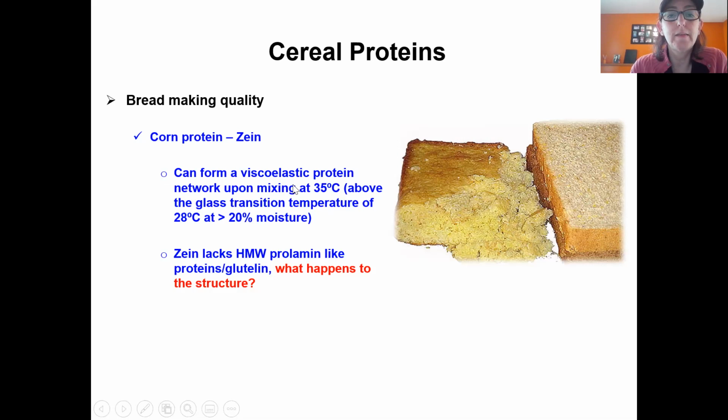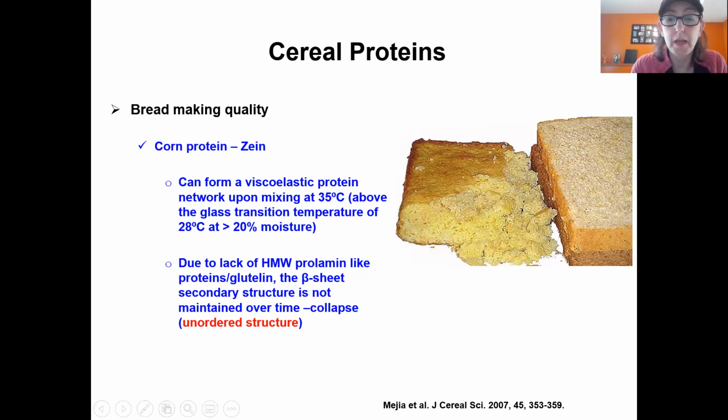So this is basically, the glass transition is about 28 degrees C at a moisture content that is higher than what you need for the wheat protein. So you can form a viscoelastic dough at 35 degrees C. However, zein lacks the high molecular weight prolamins or glutenins. And what happens to the structure is what you see here in this image, it crumbles.